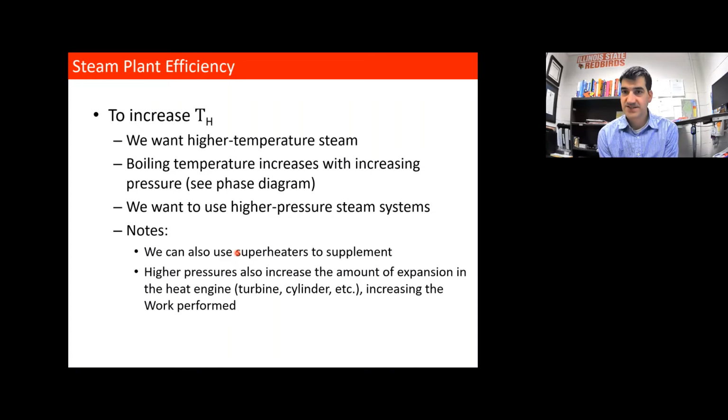Another reason why we want to use higher pressures in the boiler, and this is another legitimate reason, is because as we have higher pressures, that allows the steam to expand more inside, say, the turbine. So now we've got higher pressures, those molecules are bouncing around each other, and now it allows more room for them to expand as they go into the turbine. So that's another legitimate reason. It's kind of a secondary reason, but it's definitely another reason why we want to use higher pressures.